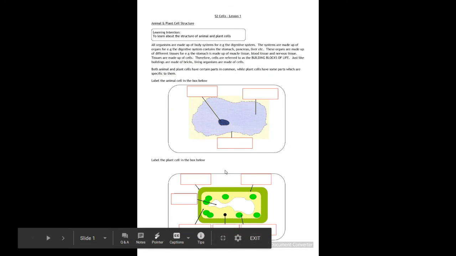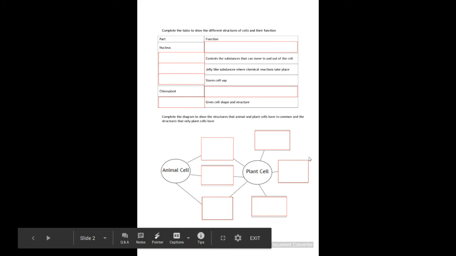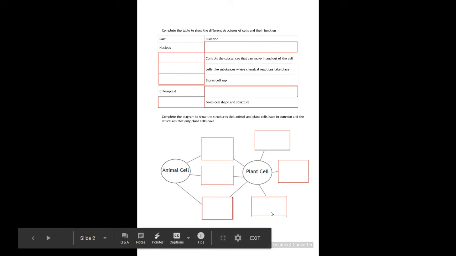People often get the cell membrane, which all cells have, and the cell wall, which only plant cells have, mixed up. So try not to do that. An animal cell has a nucleus, cell membrane, and cytoplasm. Plant cells also have the chloroplast, the vacuole, and the cell wall.